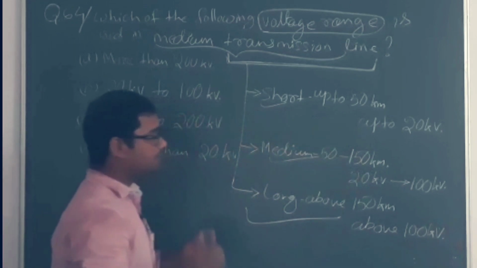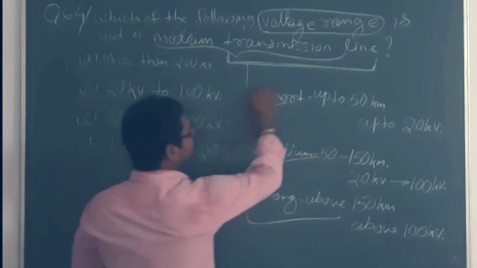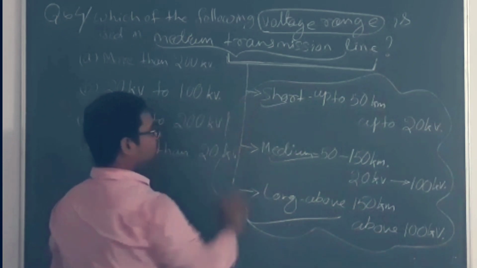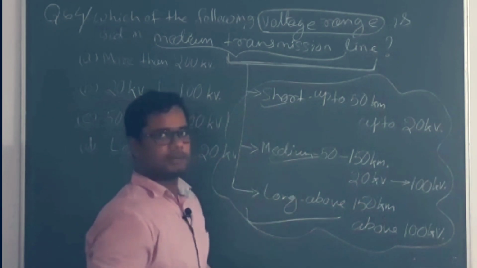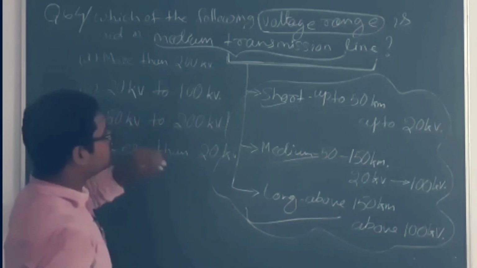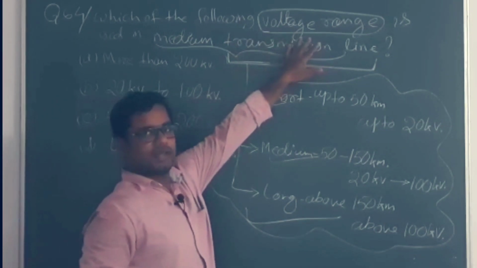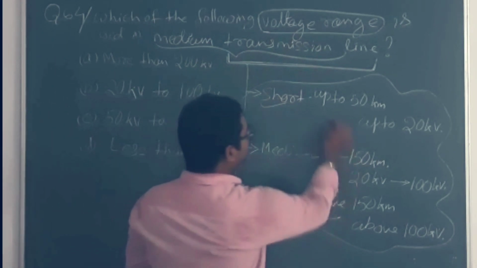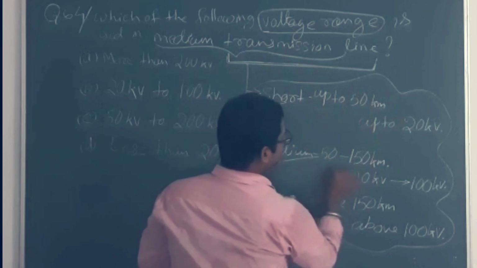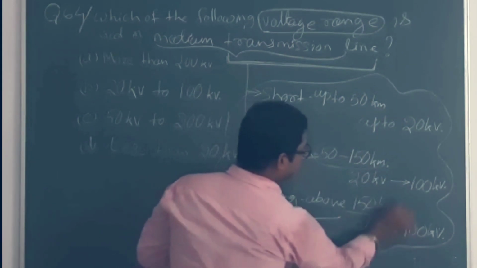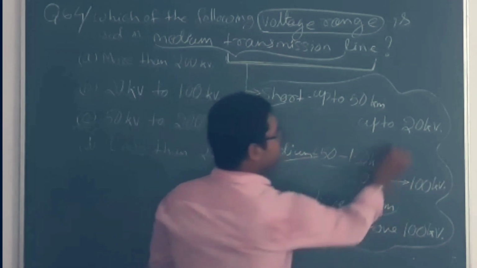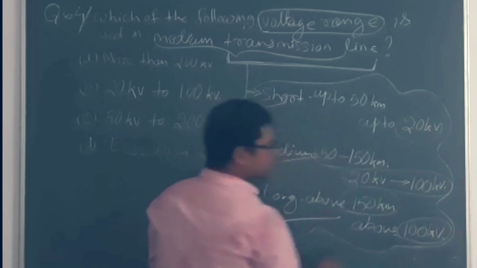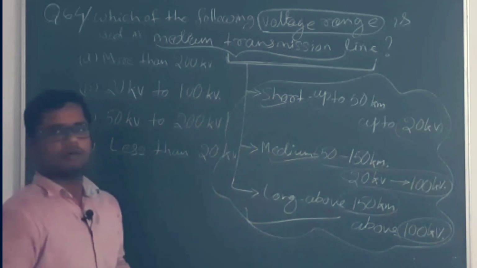Okay, so remember students, this is most important, and all these data are important. You have to remember them. This may come in any other exam also, in another style of question. According to voltage, and according to distance also, it may be asked. So you have to remember first the distance, 50 to 150, then above 150, then 20 to 100, then above 100. Only a few numbers you have to remember.